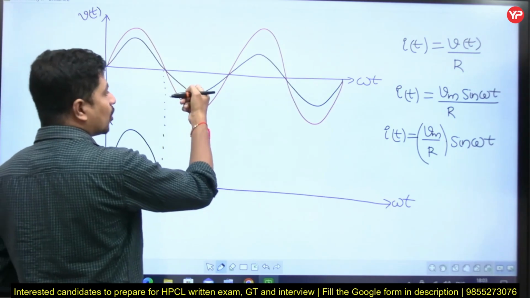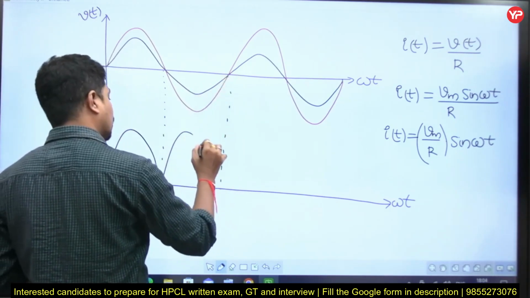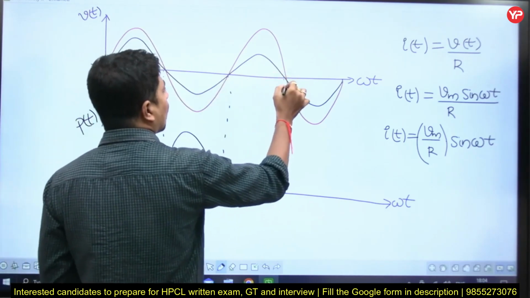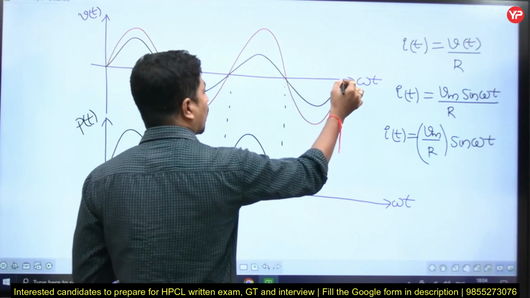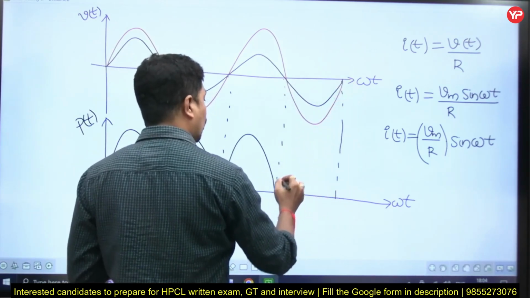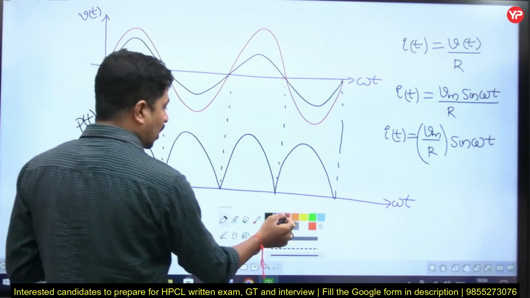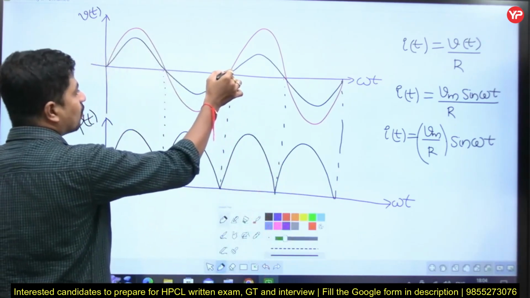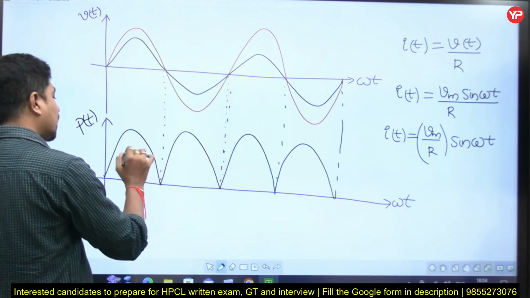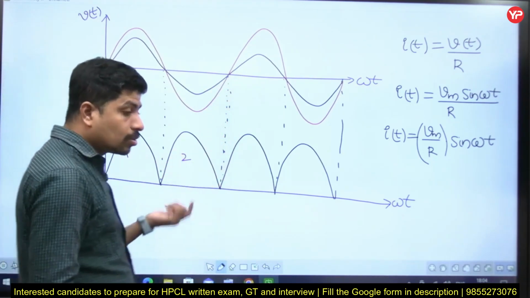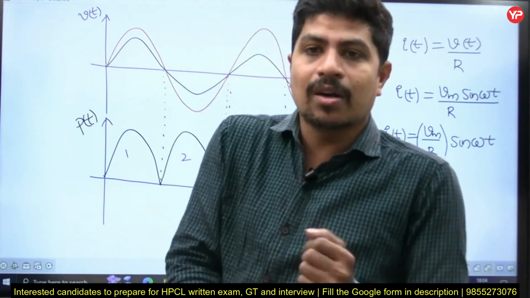Here current is negative, voltage is also negative. Negative into negative is positive. Here again both are positive, both are negative. Therefore I am going to get it as positive. If you observe, for one full cycle of either voltage or current, how many cycles of power did we get? 2 cycles. What is repeating is called a cycle.